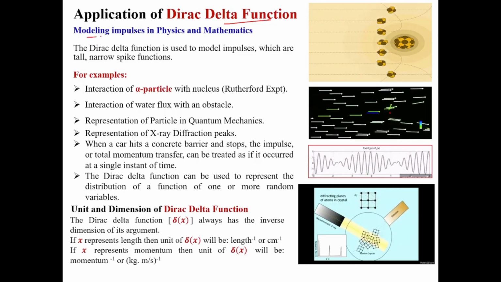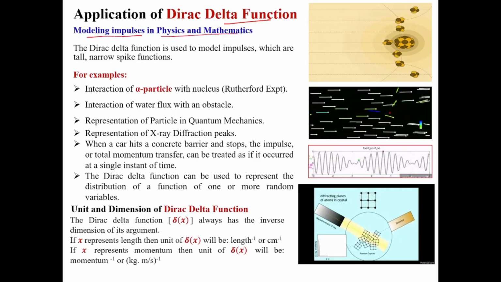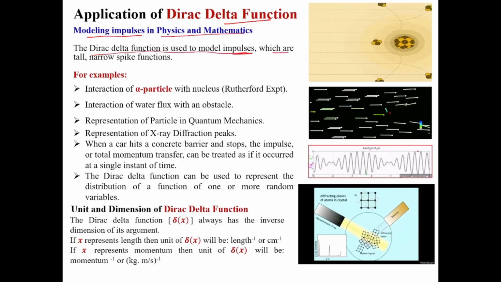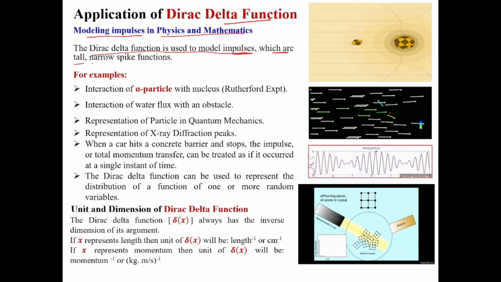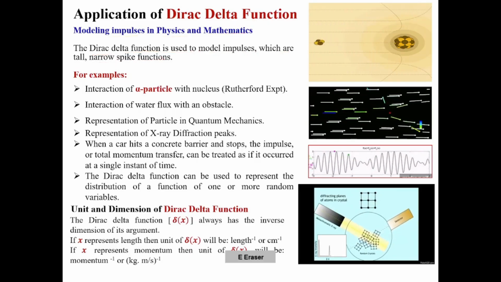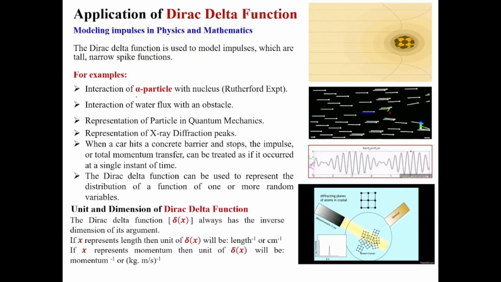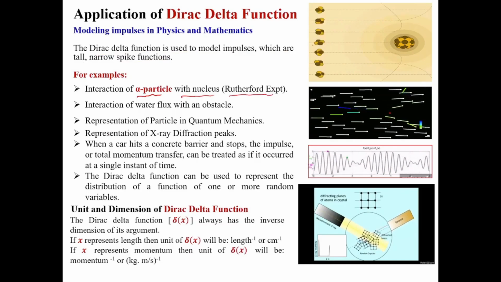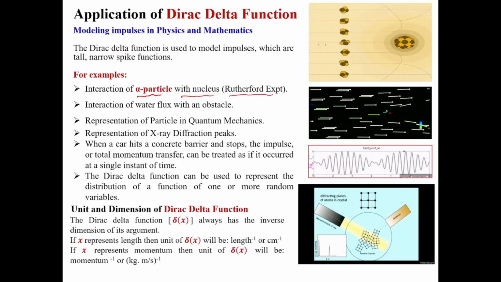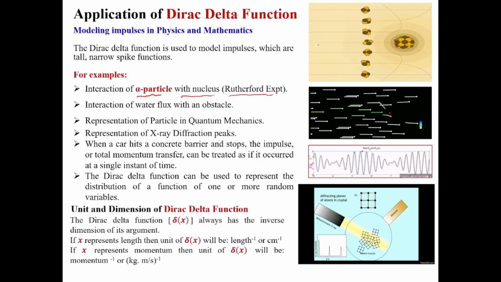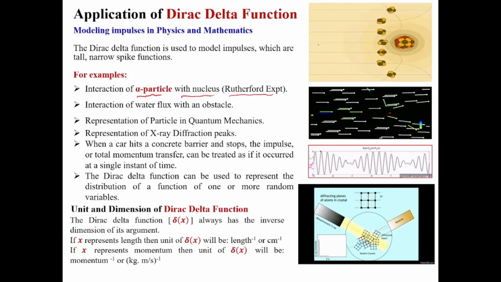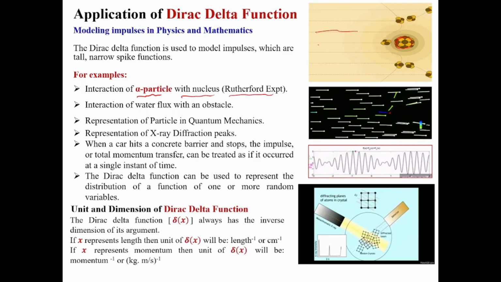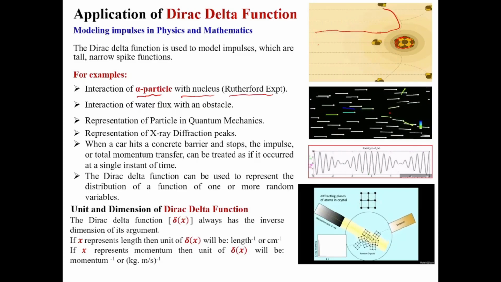This is applied for modeling impulse in physics and mathematics. The Dirac delta function is used to model impulse force or impulses, which are tall, narrow spike functions. Okay, some of the examples here: you can see the interaction of an alpha particle with a nucleus, that is your Rutherford experiment. That means if this is your alpha particle, when it interacts with the nucleus of gold foil, suddenly it is scattered. Here you can see this particle came in continuously and scattered suddenly at this point.